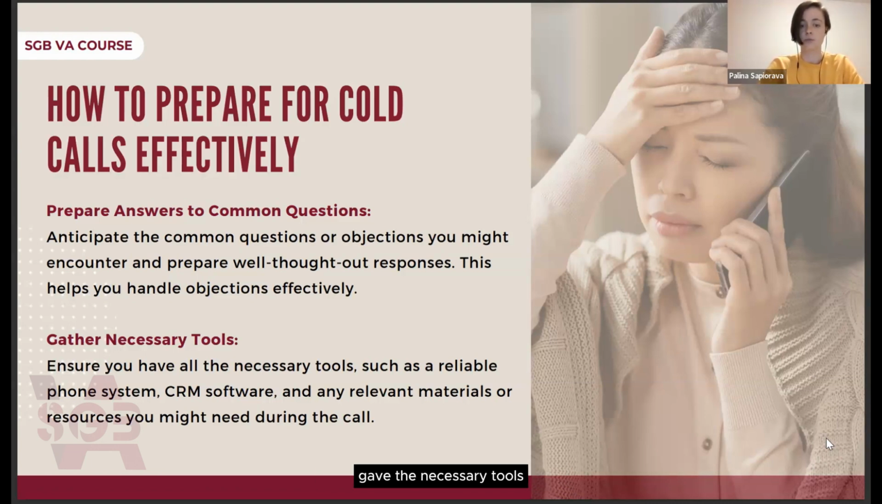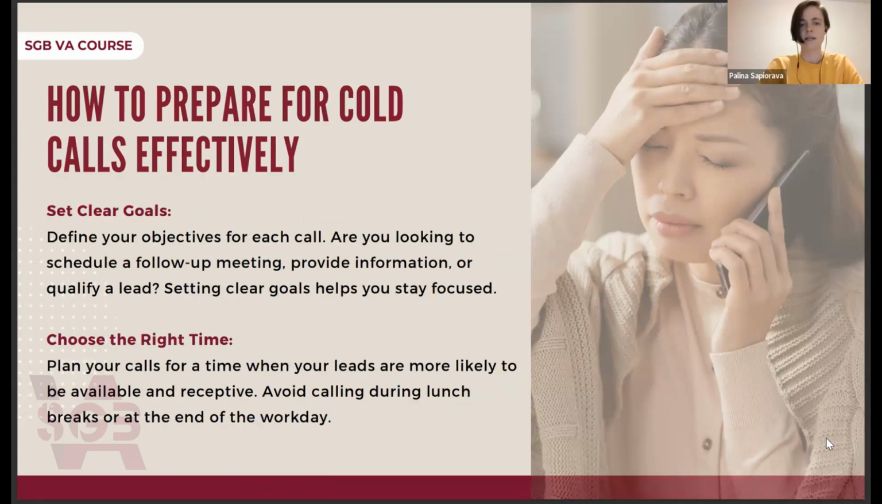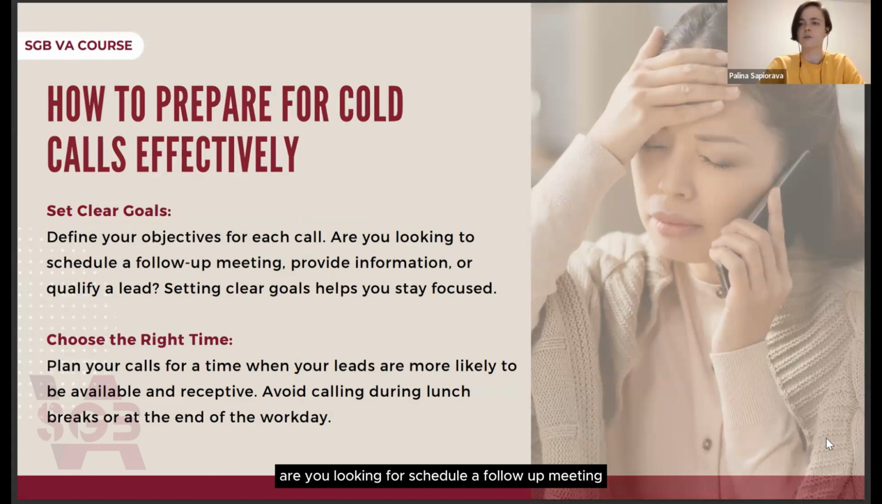Gain the necessary tools. So for example, it's nice to have a reliable phone system or some software, any relevant materials or resources that might be helpful during the call. Set clear goals. So define what you're looking for. Are you looking for scheduling a follow-up meeting? Would you like to provide information or just qualify a lead? It can help you to stay focused, as well as the script.